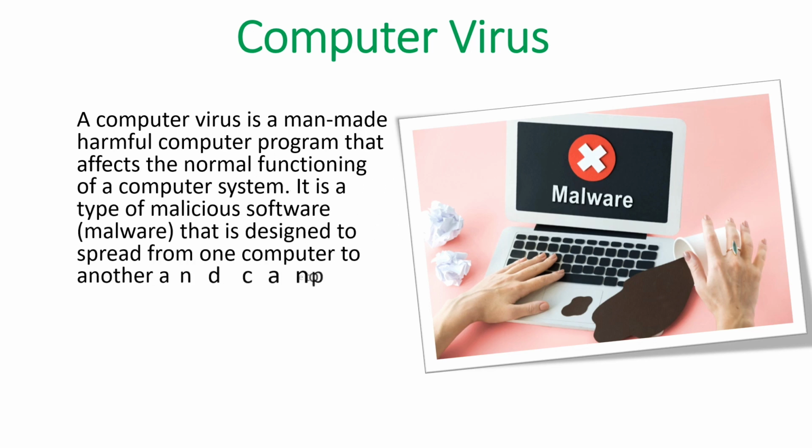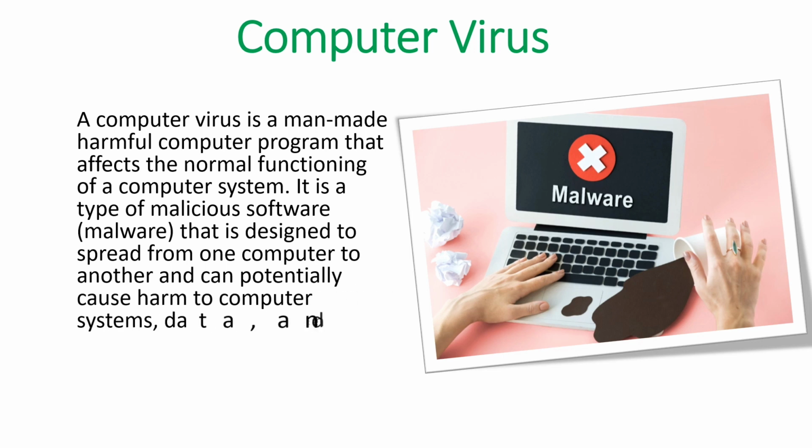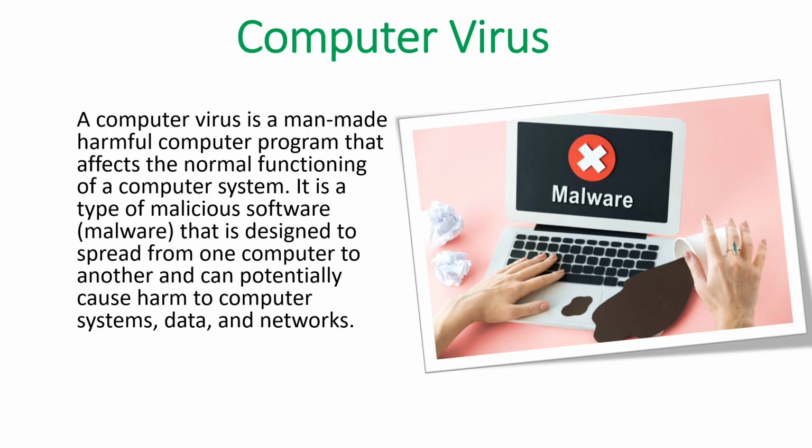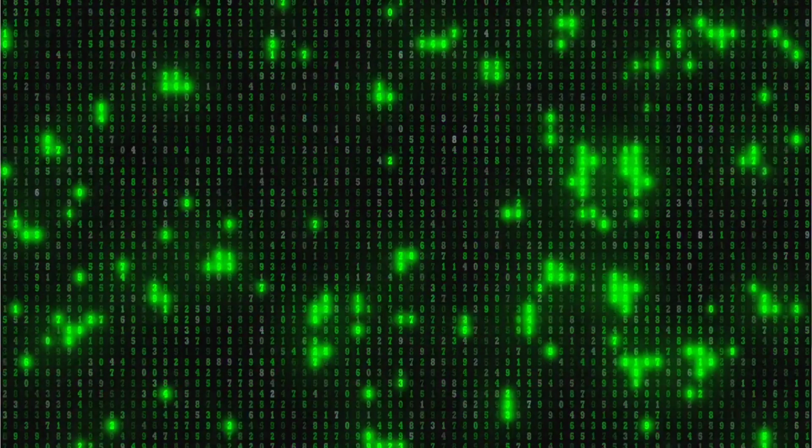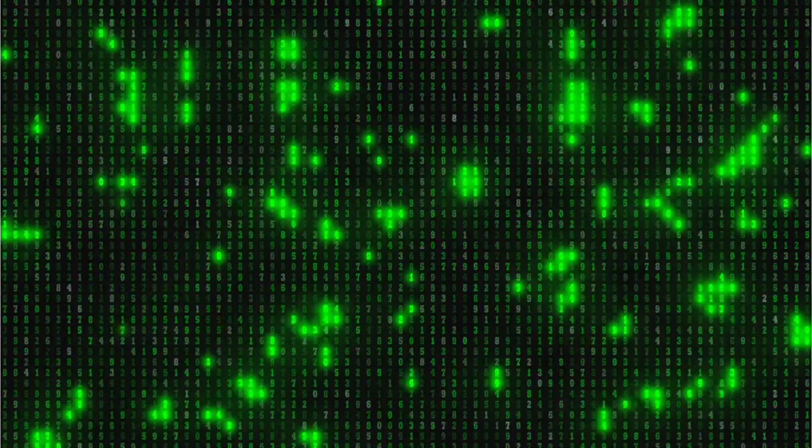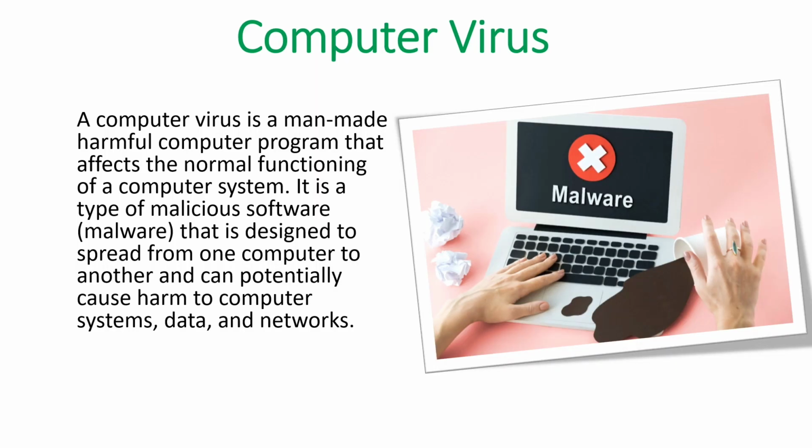Let me start with the definition of computer virus. Actually, computer virus is a man-made harmful computer program that affects the normal functioning of a computer system. It is a type of malicious software that is designed to spread from one computer to another and that has the potential to harm the computer programs, data, software, as well as the computer network. So, computer virus is simply a destructive, harmful program that affects the normal functioning of our computer system by damaging the program files, data, software, as well as the hardware parts of the computer system.